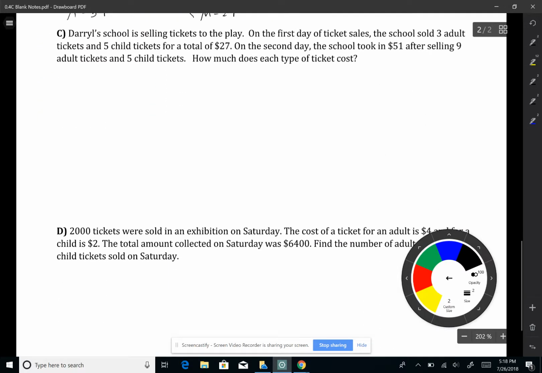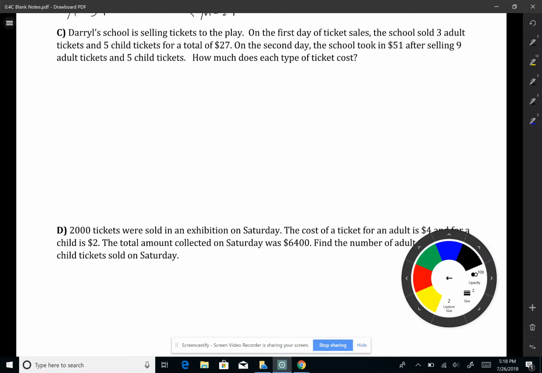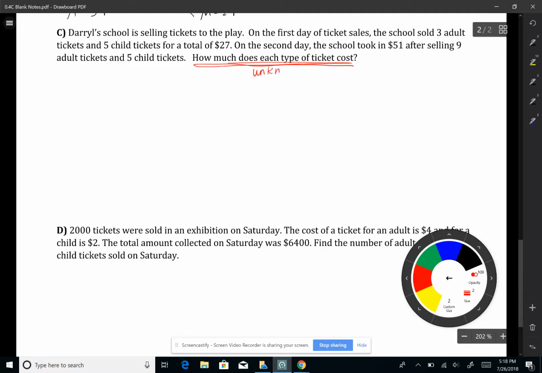Daryl's school is selling tickets to the play. On the first day of ticket sales, the school sold 3 adult tickets and 5 child tickets for a total of $27. On the second day, the school took in $51 after selling 9 adult tickets and 5 child tickets. How much does each type of ticket cost? All right, that last sentence is the golden ticket. That gives us our unknown. We want to know how much does each ticket cost.